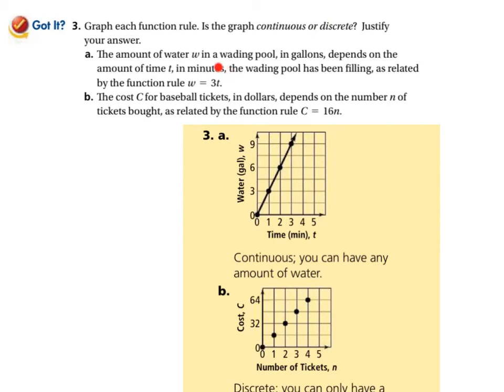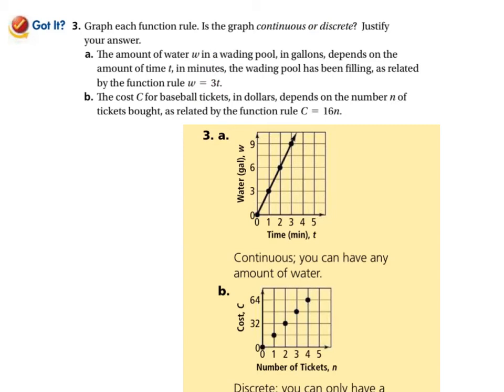So for each 1 minute, you're putting in 3 gallons is the idea. This is going to have to be continuous because time is continuous. You don't jump from minute to minute to minute to minute. You have seconds, milliseconds, right? 30 seconds, whatever. It keeps going continuously as it fills up. And each bit of time puts in a little more water.